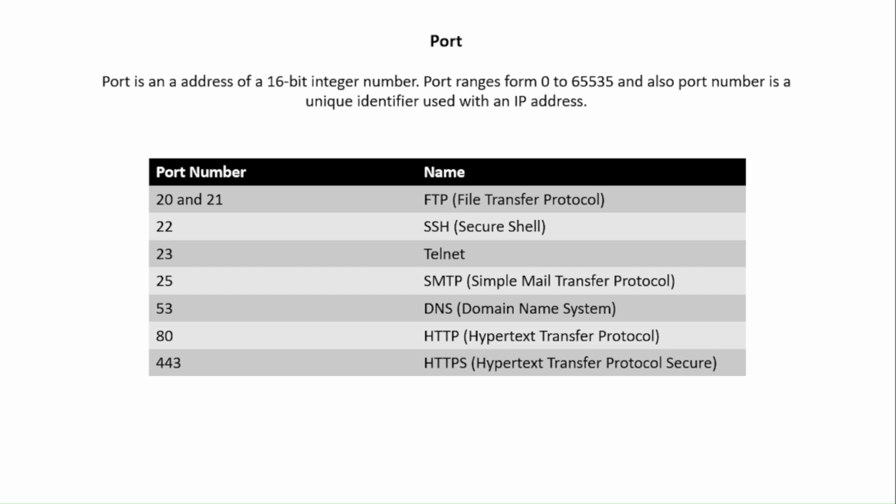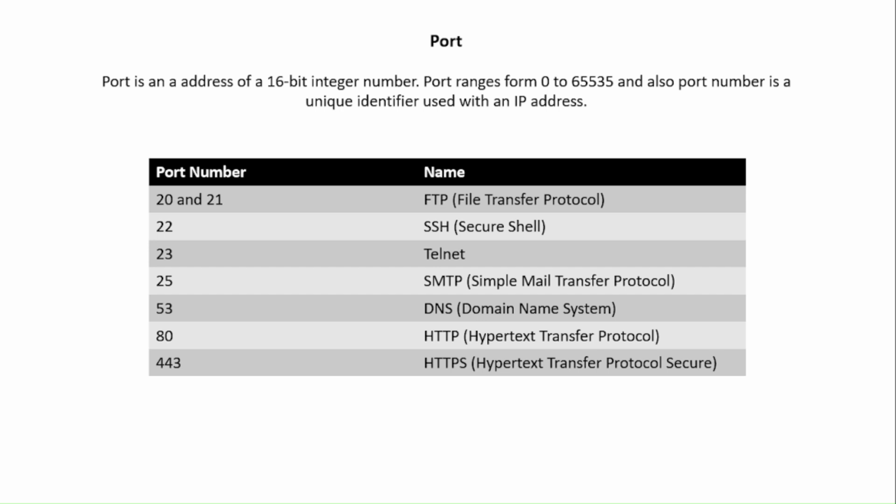There are some common port numbers and their names. First is 20 or 21. This is called FTP, File Transfer Protocol. This port mainly works for transferring files. Next is 22. Name is SSH, Secure Shell. Then 23 is called Telnet. Next, 25 is called Simple Mail Transfer Protocol. This port is basically used for transferring mail.